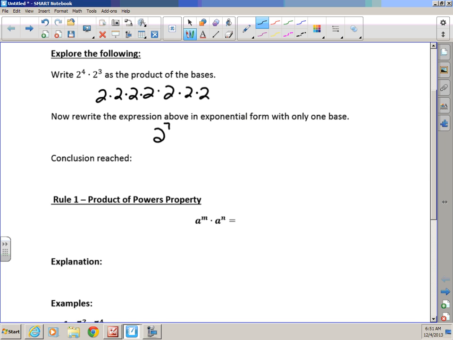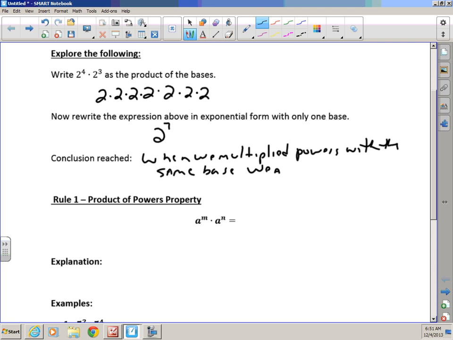Well, what did we just observe? When we multiplied powers with, sorry for that handwriting, with the same base, we added the exponents.